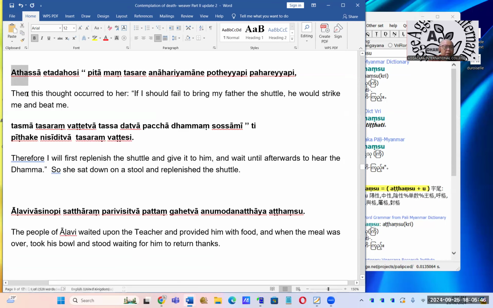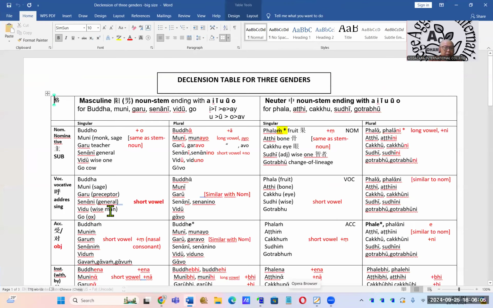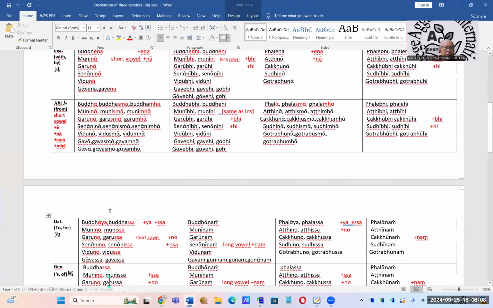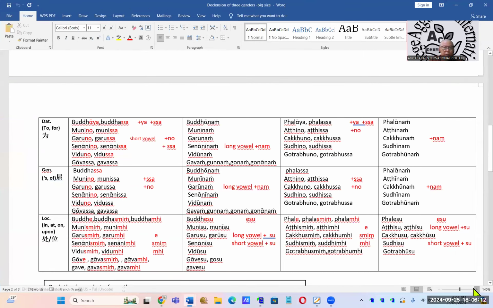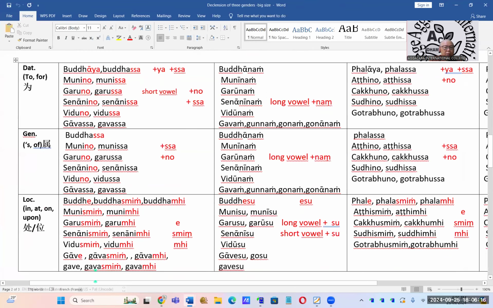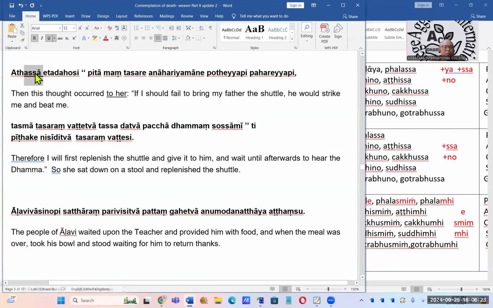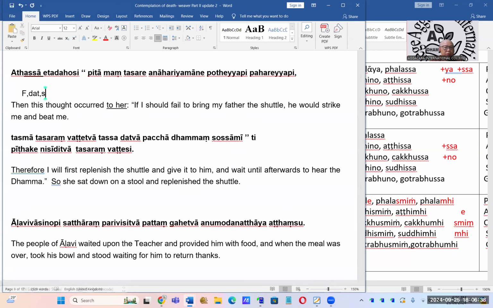Analysis. Okay, atta, then. Asa, to her. This is a dative. How do you know it's a dative? Because remember when we learned declension, dative or genitive can finish with SSA. So dative, genitive, one of the things you always see is SSA, like Budasa. So it's a dative here. But for female, even though it's female, it actually comes from tasa, and because it's female it becomes tasa. The long A here indicates it's a female. So if we want to write this, it will be female dative singular.